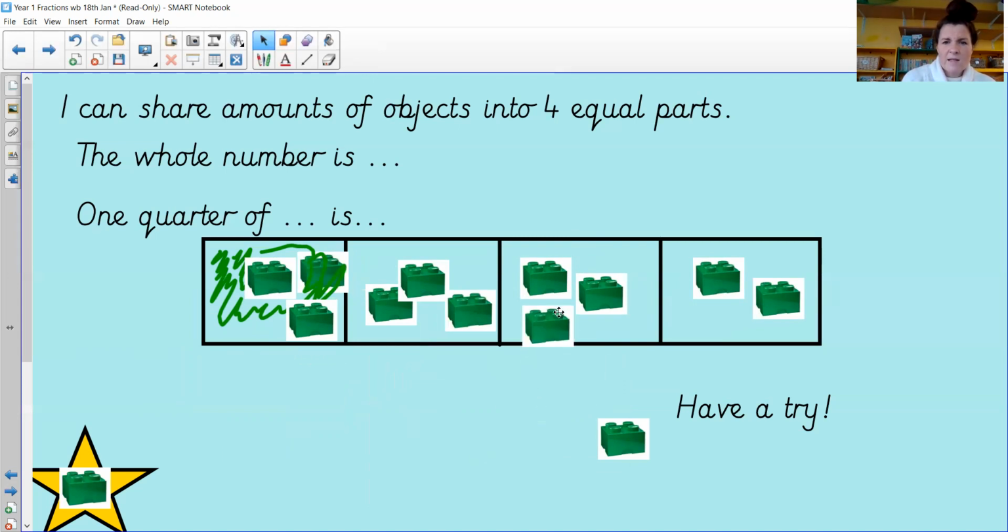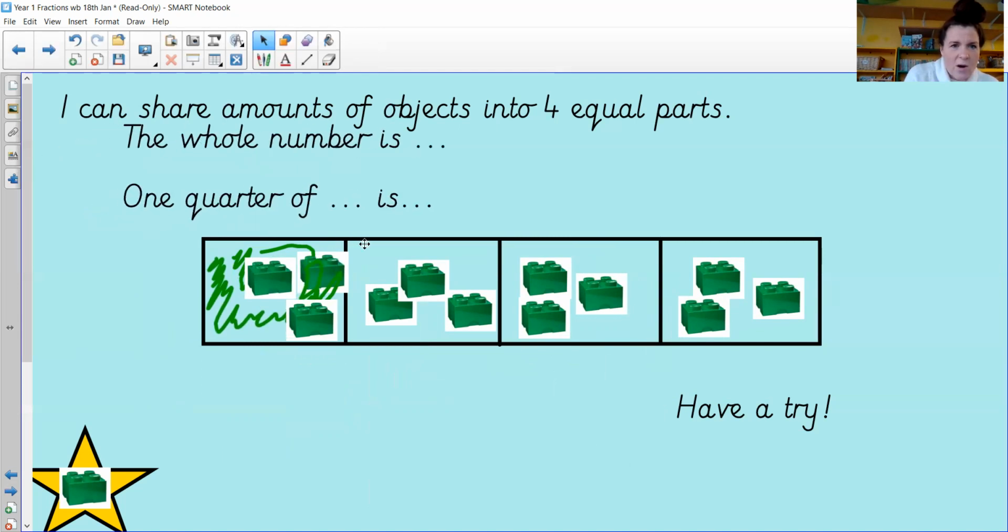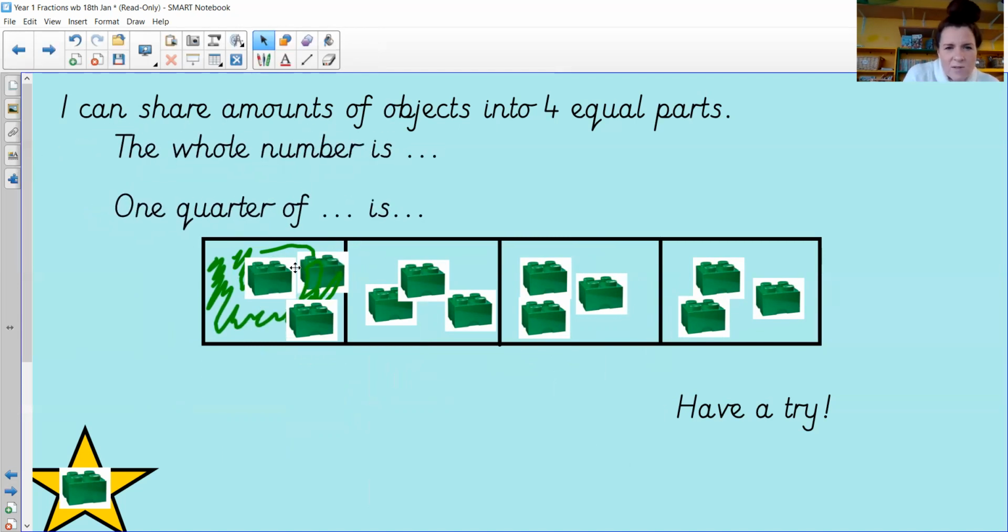Okay. So I think I've shared my Lego bricks equally, but I'm just going to check. Have I got the same amount of Lego bricks in each part of my rectangle? So I have 3 here. I've got 3 here. I've got 3 here. And 3 here. That looks fair to me. I've got 3 in each part of my rectangle.